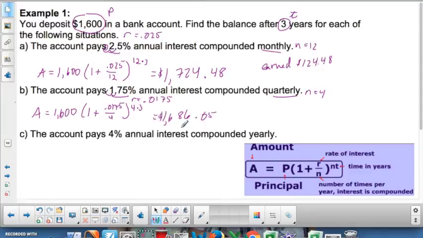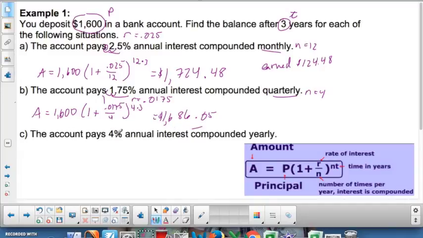This time I didn't earn as much money because my interest rate was lower and it was compounded fewer times. So this time the amount of interest earned was only $86.05, because again, you take out that 1,600 if we're asking how much interest is earned. This is asking for the balance, so you'll give this answer. But if we had asked for the interest earned, then you would need to subtract off that initial amount.